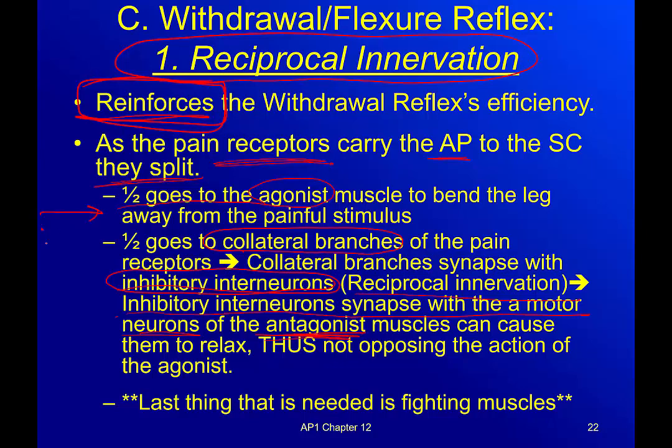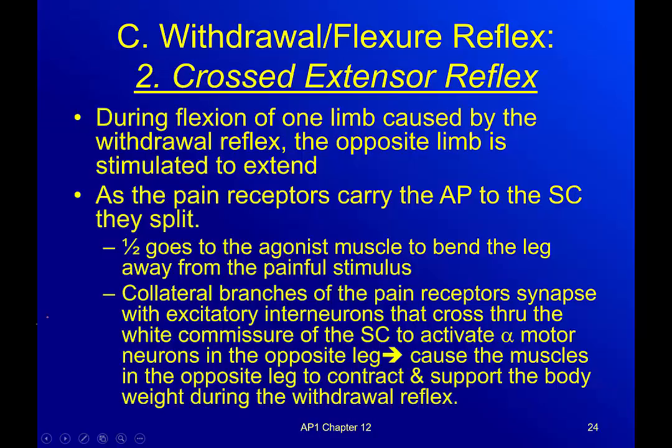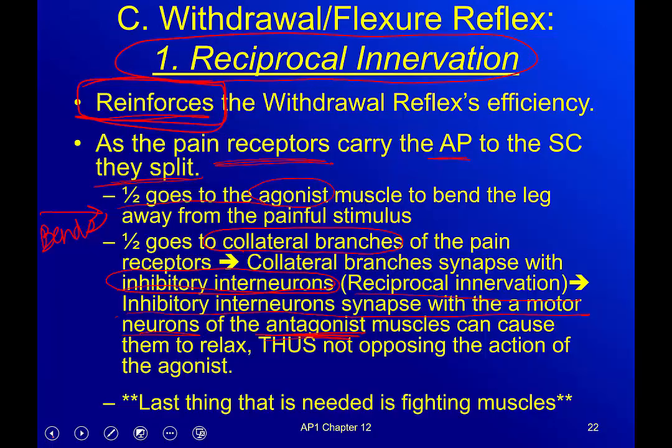This one bends my leg, which is the action that I want. The antagonist straightens my leg, right? Which is what I don't want. So it's an antagonist. If it's an inhibitory interneuron, it's going to basically cause it to relax, okay? So it relaxes. Thus, it doesn't oppose the action of the agonist.